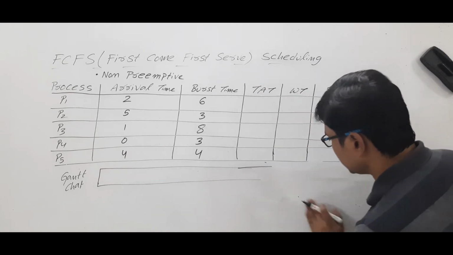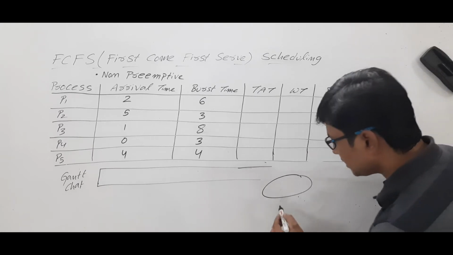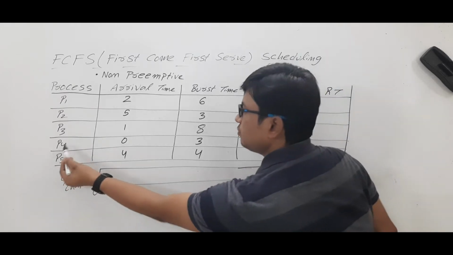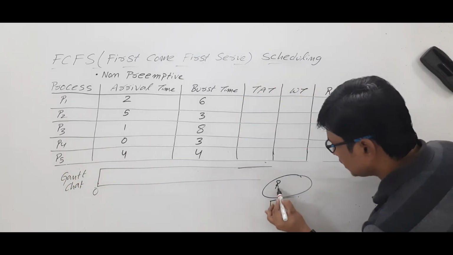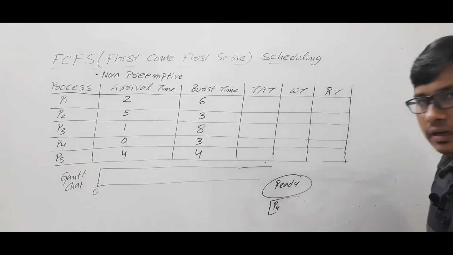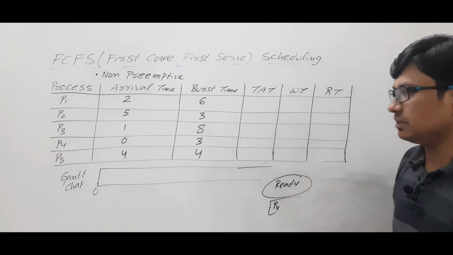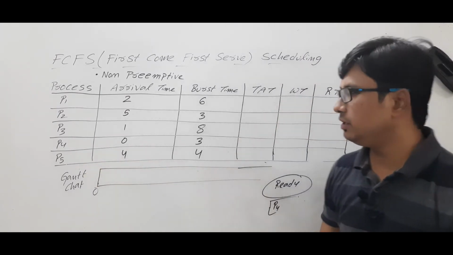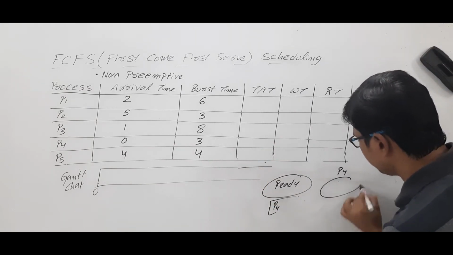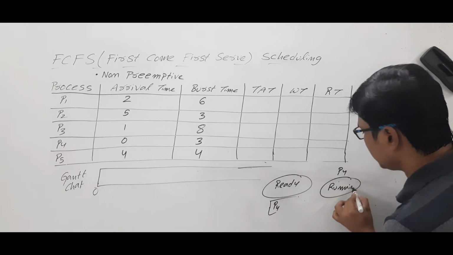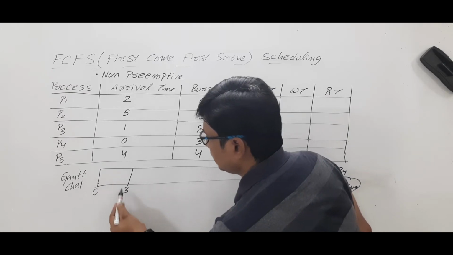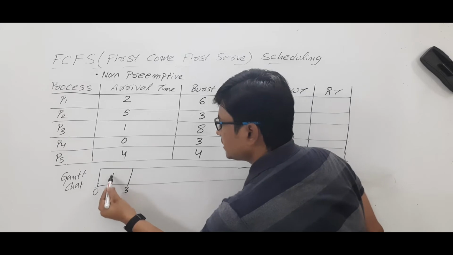So let's assume that we have a ready state. In the ready state, we have the ready queue. At 0 units of time, only process P4 has arrived, so in the ready queue, only process P4 is there. If only one process is there, in the first come first serve mechanism, the process which has arrived first will be shifted to the running state first. So process P4 will be shifted to the running state, and it will be given 3 units of time and complete its task.